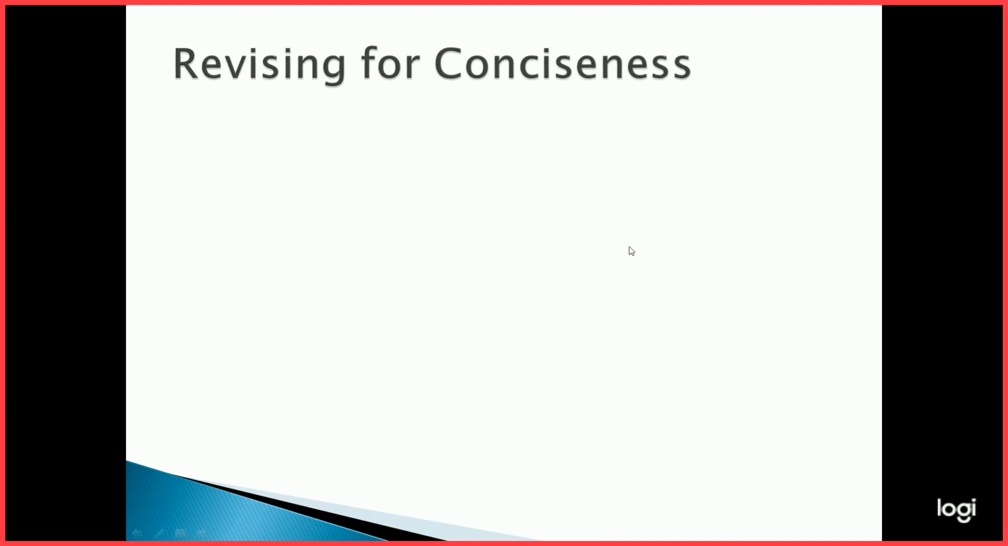This is revising for conciseness. Revising for clarity and getting rid of ambiguity is sort of like sharpening for precision, improving your aim and improving the sharpness of a tool for more precision in your message, whereas revising for conciseness is more like weeding a garden that's overgrown and getting rid of the fluffy excess words.